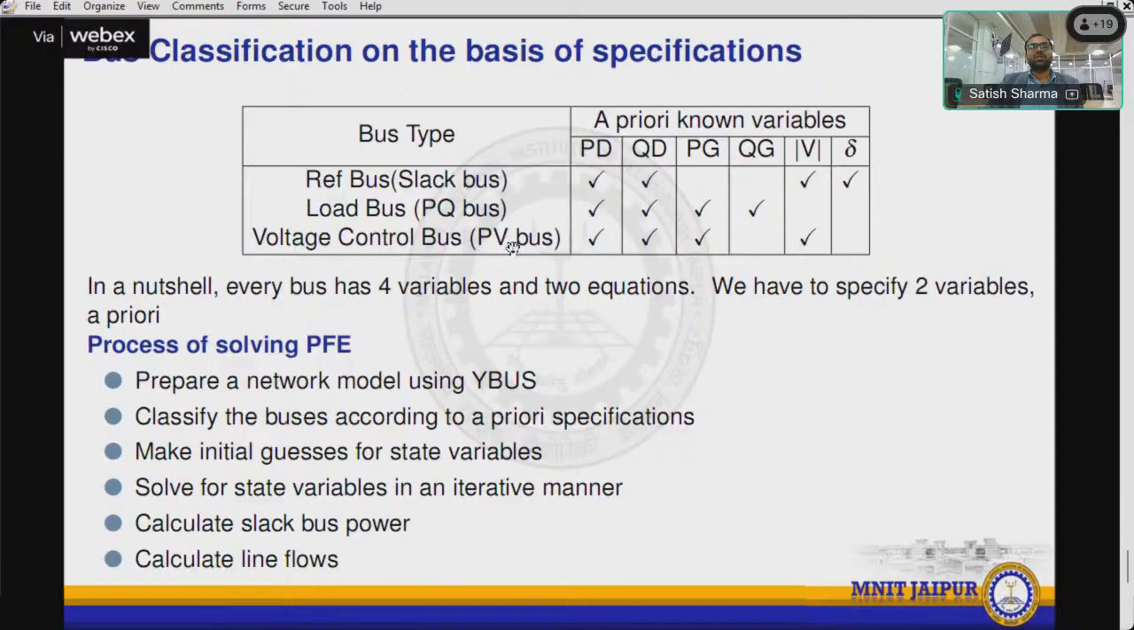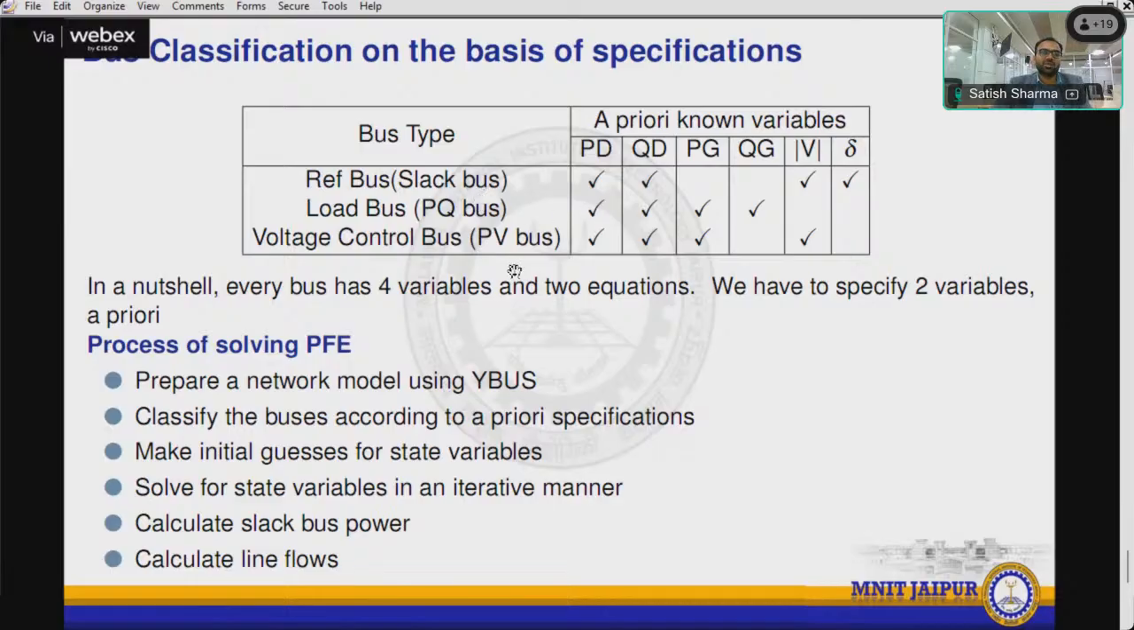And then if we talk about the PV bus, voltage control bus or generator bus, in that case, PD and QD are known everywhere. Here we basically assume that PG and voltage magnitudes are known and others are not known. Similarly, at the reference bus, we assume the voltage is known and PG, QG are kept floating. So this is how we define the different buses.